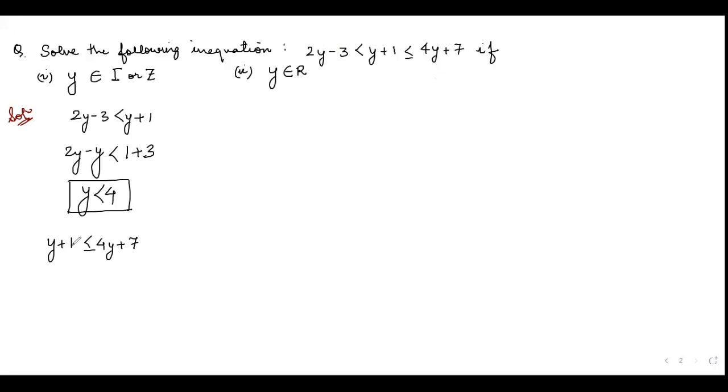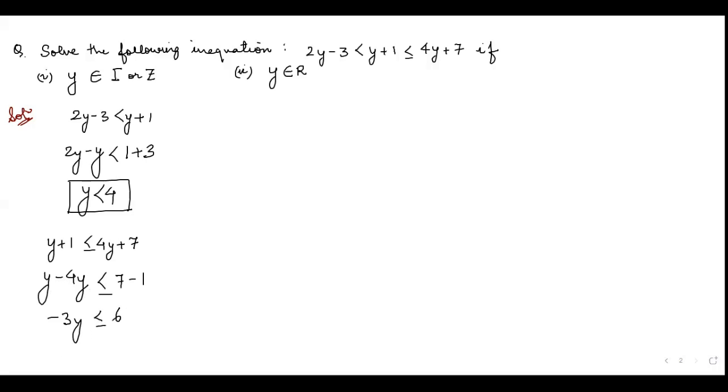Now, again, we solve it in the same way. y is already in its place. We take this 4y on that side, it becomes minus 4y. We take this plus 1 on the other side, it becomes minus 1. So less than or equal to 7 minus 1. Here we have minus 3y because y minus 4y is minus 3y, less than or equal to 6.